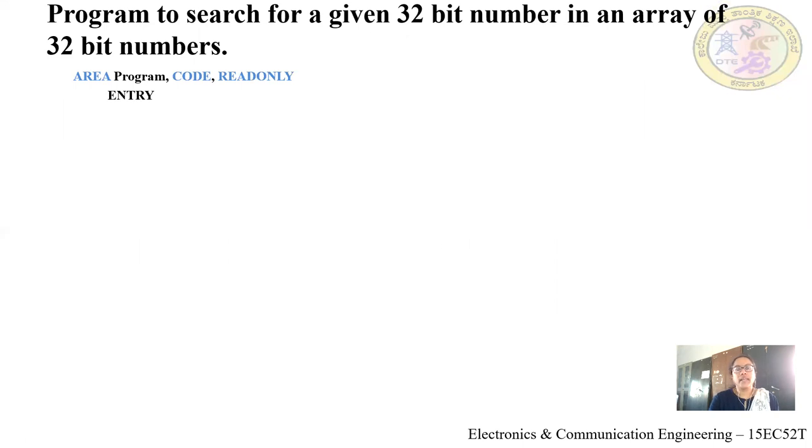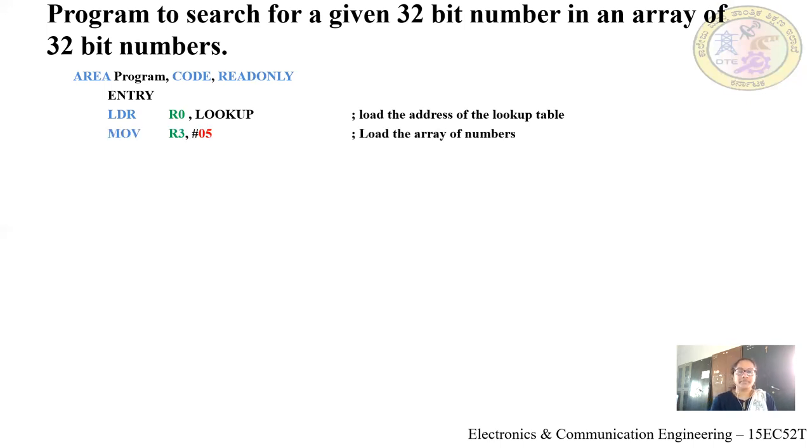So AREA, we're defining the area and we have named it as program. CODE, READONLY, ENTRY assembler directive. So LDR R0, =LOOKUP. So we are pointing using the R0 register to the lookup. Lookup is the address or the name given to the memory location where the array elements are stored. So we're loading the address of the lookup table into the register R0.